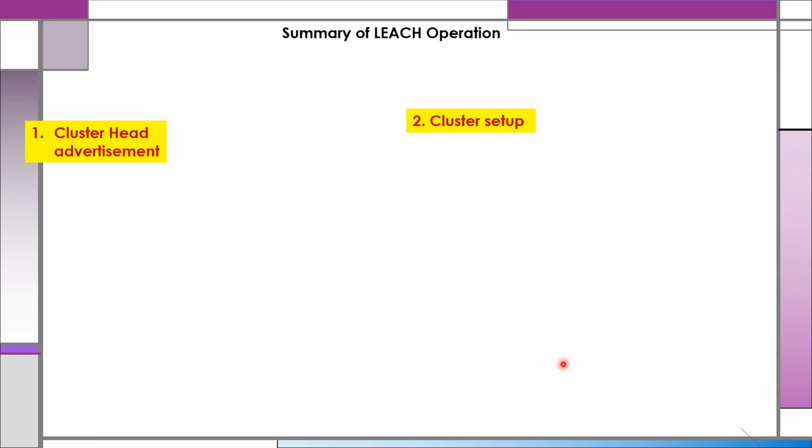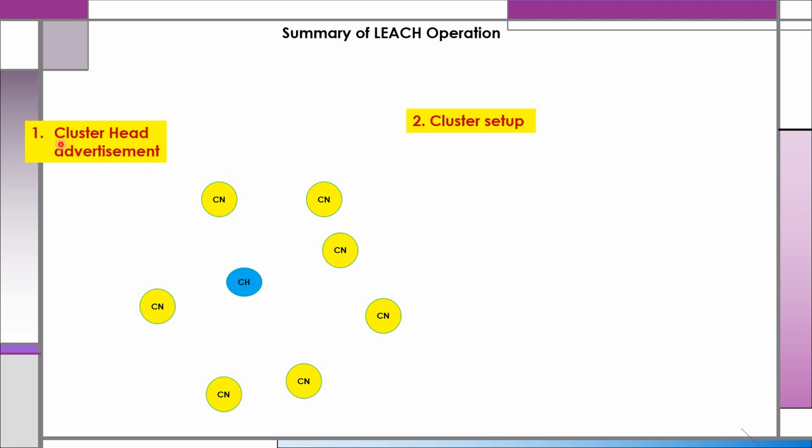In the summary of the entire LEACH protocol operation, we have a set of nodes. In this set of nodes, CH represents the cluster head and CN represents the cluster node. In the first phase of the operation, the cluster head advertisement, this particular cluster head transmits the advertisement message to all the nearby nodes to become a cluster head.